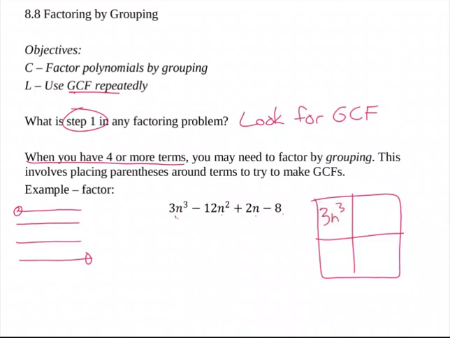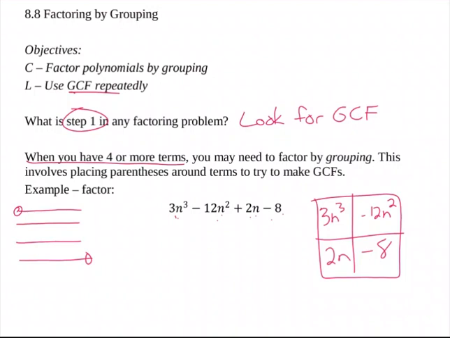And then we, just like reading a book, we go to the right with this negative 12n squared. And then we're at the end of our line, so we go down to the next line. So this 2n, and then we go to the right, and then we have our negative 8. Okay, so just like reading a book, from the top, we go to the right, we end our line, we go to the bottom, go to the right, highest degree to lowest degree, and so on. Okay, so we set up our box.